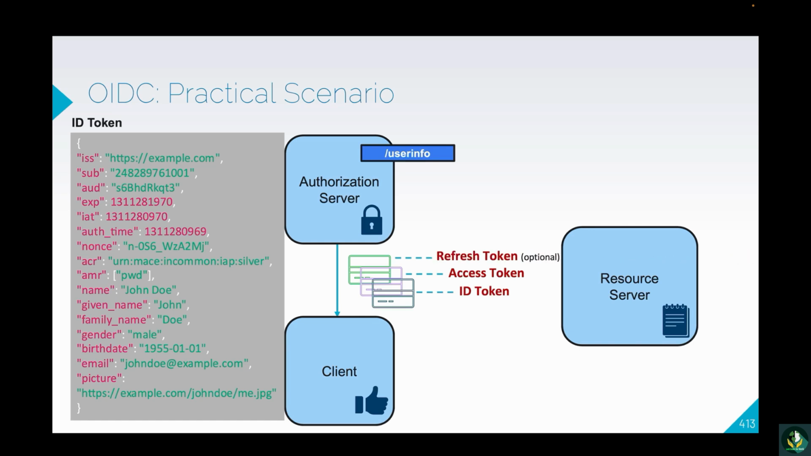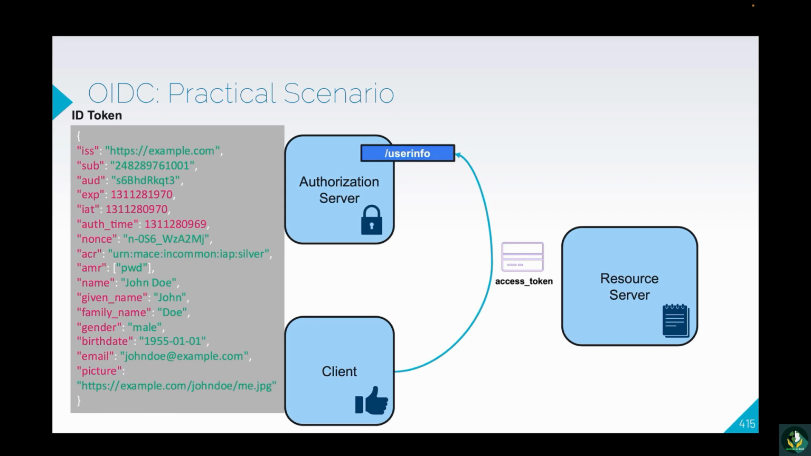Additionally, a refresh token might also be issued if the client needs to maintain access beyond the lifespan of the access token. If the client application requires more detailed user information, it can use the access token to call the OpenID Connect user info endpoint.